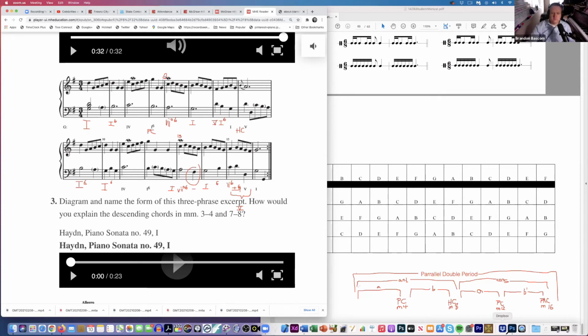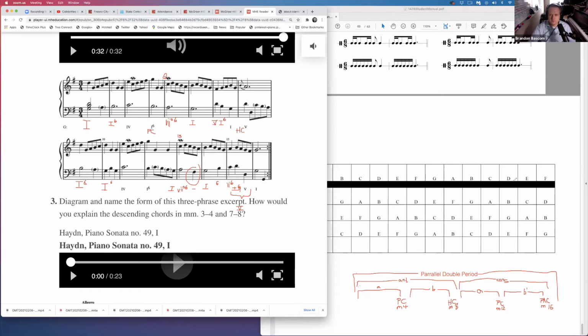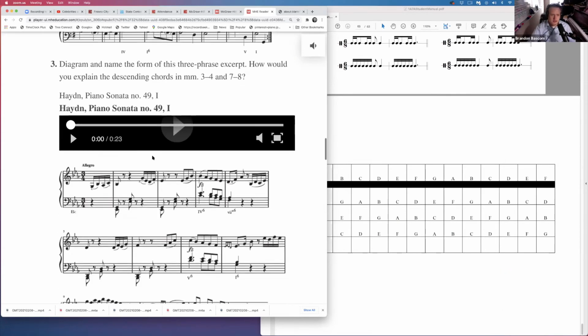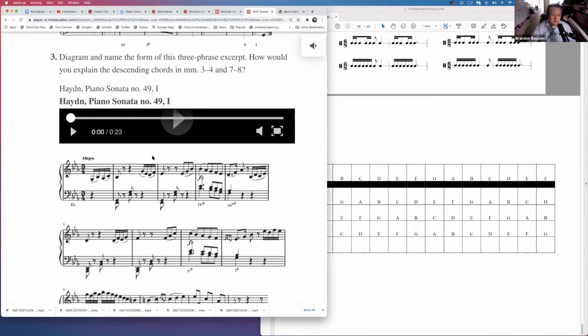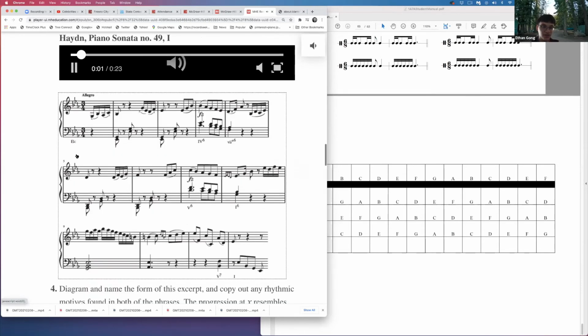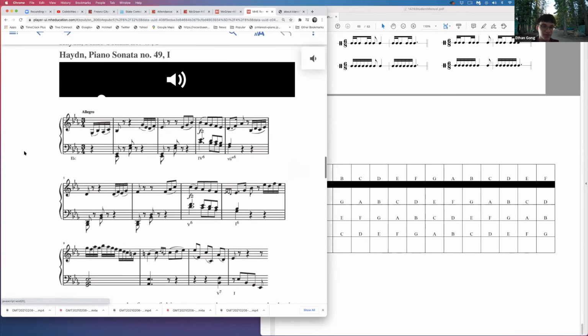All right. Can I clear my screen? Clearing my screen. Haydn. Don't you play this, Ethan? Not that one. Exercise 10-1, B3.